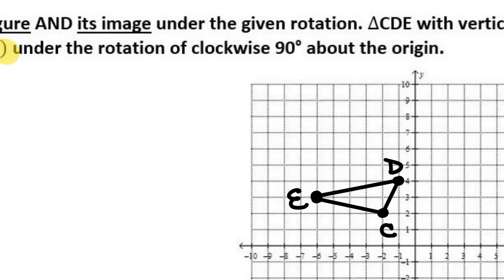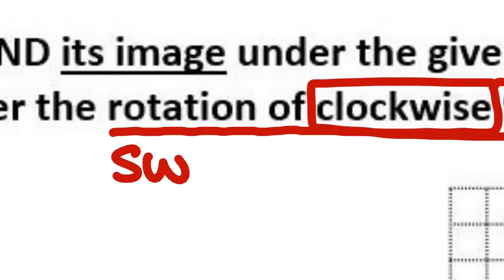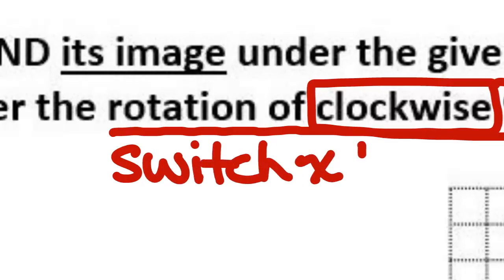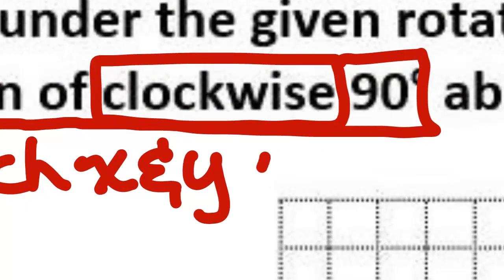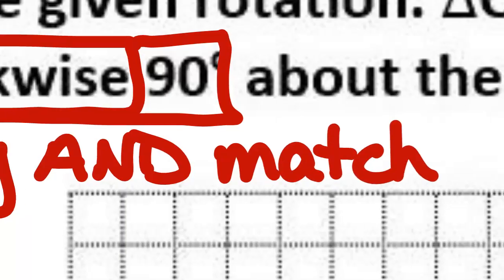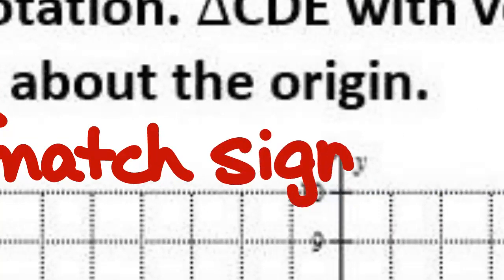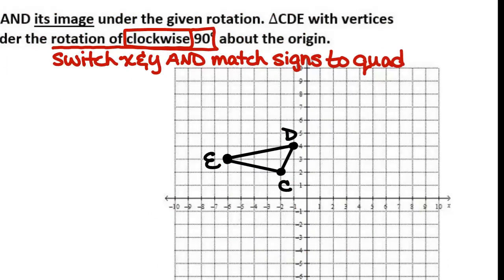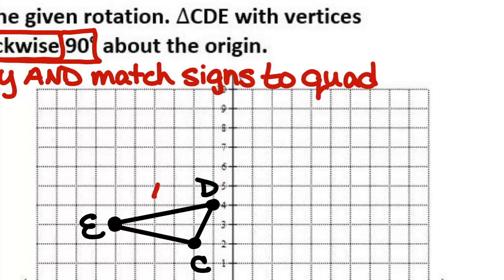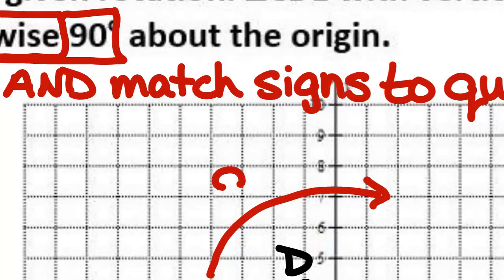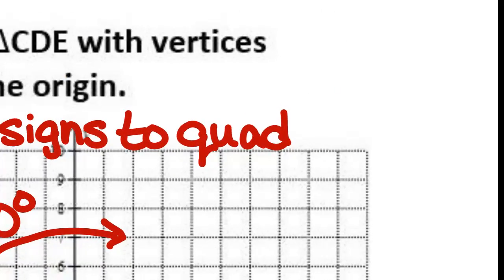And then what are we doing to this triangle? We are rotating it. Rotating it which way? Clockwise. Clockwise, 90 degrees. So we will switch X and Y, and change the new Y sign. Yes. We will match the signs to the quadrant that we go into. A 90-degree clockwise rotation is going to send me over here into quadrant 1, which is positive, positive.